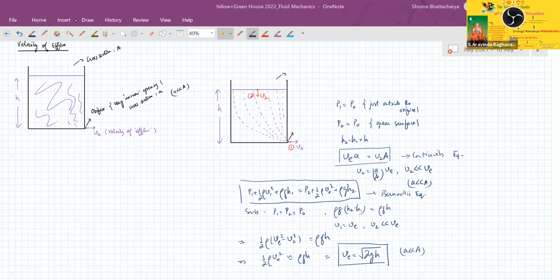Excuse me, sir. Where is P0 here in the apparatus? It is atmospheric pressure, beta, outside. That's why the explanation is also written over here. It's an open surface, just outside the orifice. So it's atmospheric pressure.